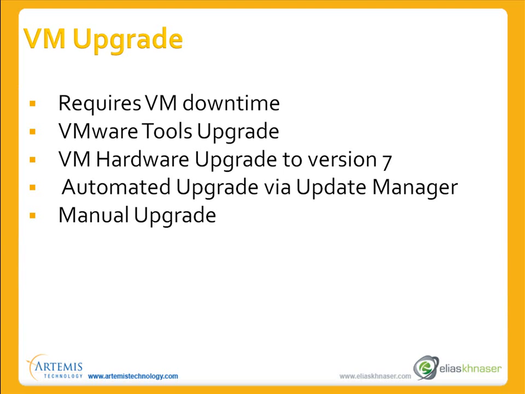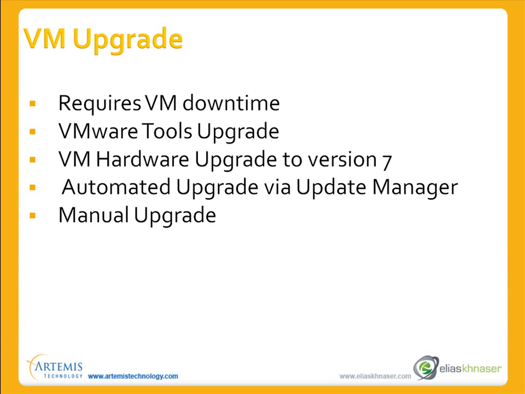Now, you can upgrade in 2 different ways. You can have an automated upgrade using Update Manager and update most of your VMs in one shot instead of having to go through this process one at a time. Or you can do a manual update where you take one virtual machine at a time, install the VMware tools on it, and then shut it down, upgrade the hardware, etc.